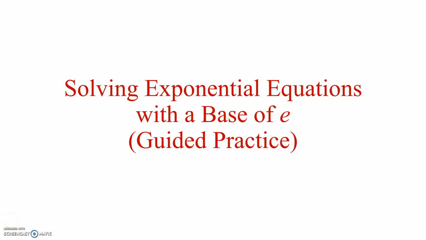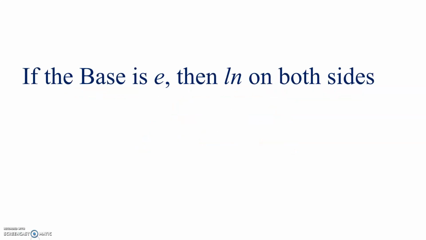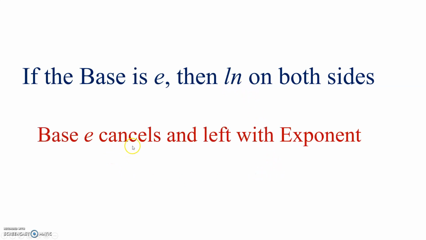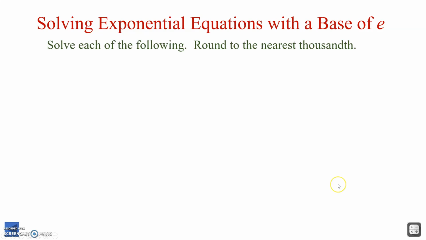Okay, here we'll be looking at solving exponential equations now with a base of e. As we recall, if it's the base e, then we're going to simply ln on both sides. Again, ln is logarithm natural, or log base e. What that does is it cancels this base e, and we'll be left with just the exponent. So we've got 8 sample problems. Solve each of the following, round to the nearest thousandth.